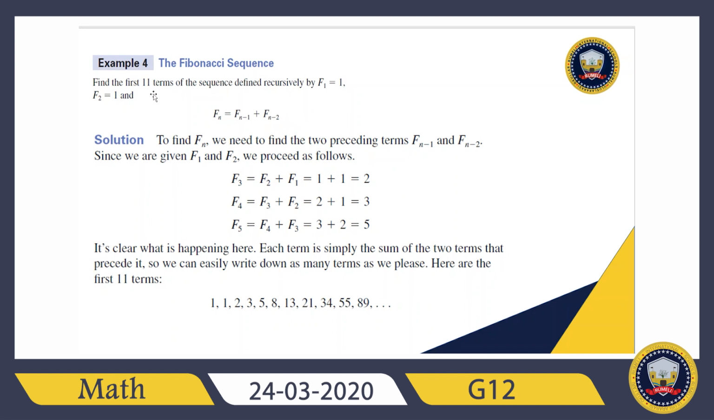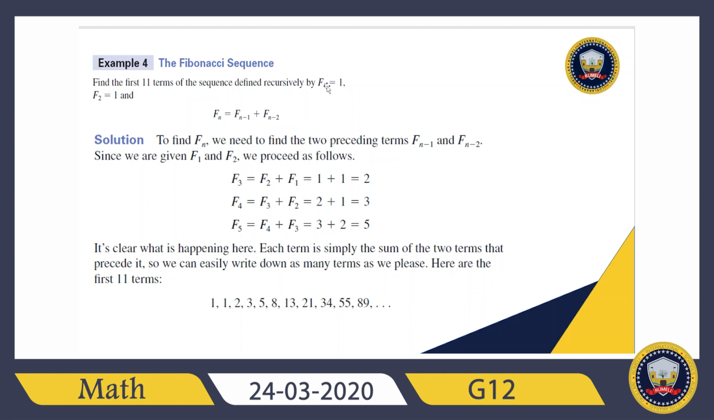So in this question he's asking me to find the first 11 terms in the sequence defined recursively by f1 equals 1 and f2 equals 1. So why did he give me these two first numbers? Because I cannot find the next one unless I have these two, because it is defined by the last two preceding terms. Okay, let's try to find these terms.